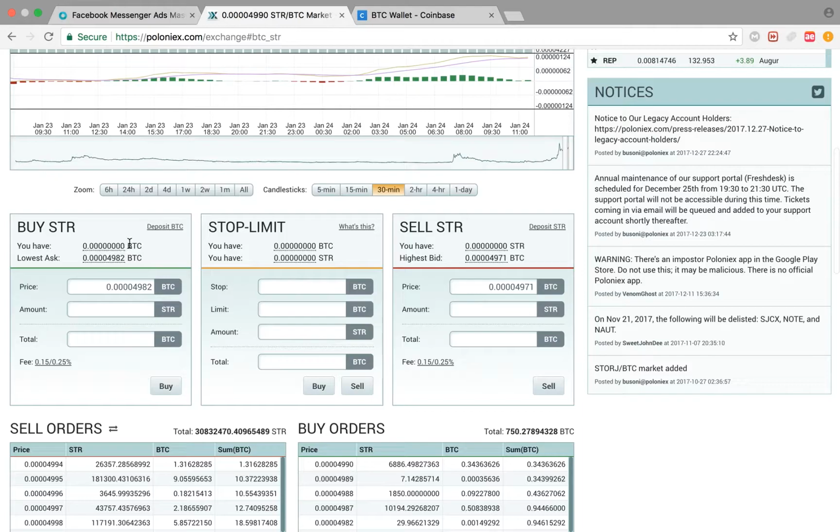Down below it says the amount that you want to buy. Of course, up here we have no Bitcoin because the money hasn't transferred yet, but down here we can write down the amount of STR that we want to buy, and then it will show in total how much Bitcoin we spent.